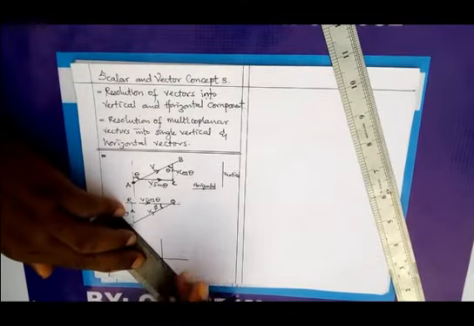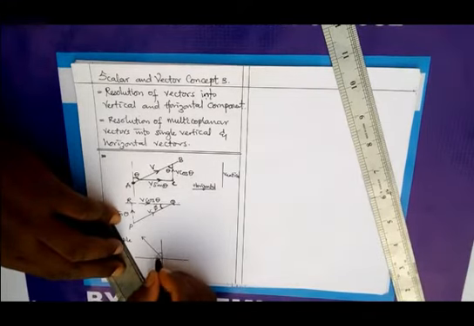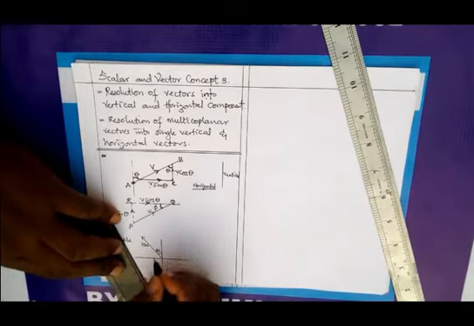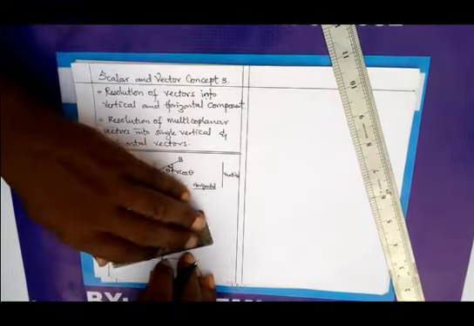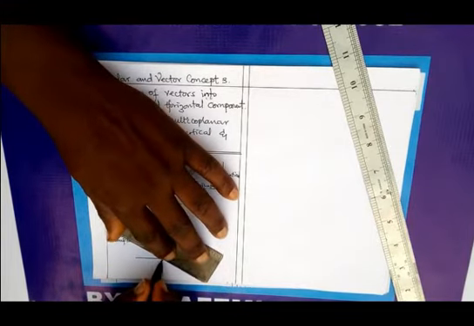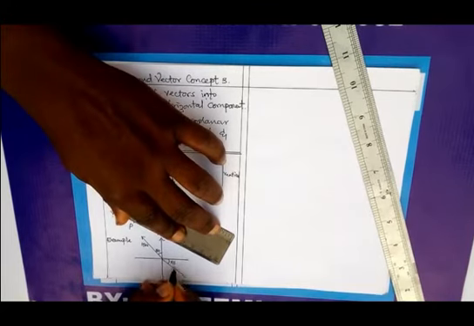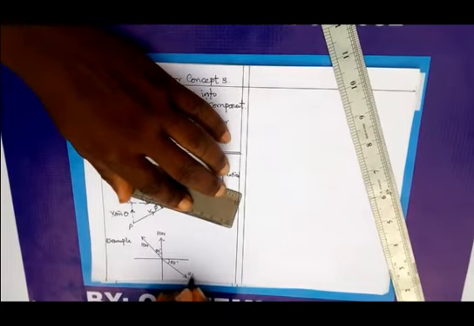I have a vector acting like this. It makes an angle of 30 degrees here, and this is 15 Newton. I have another one acting in this direction, which is 10 Newton. I have another one acting in this direction, which is 45 degrees, 30 degrees, which is 20 Newton.